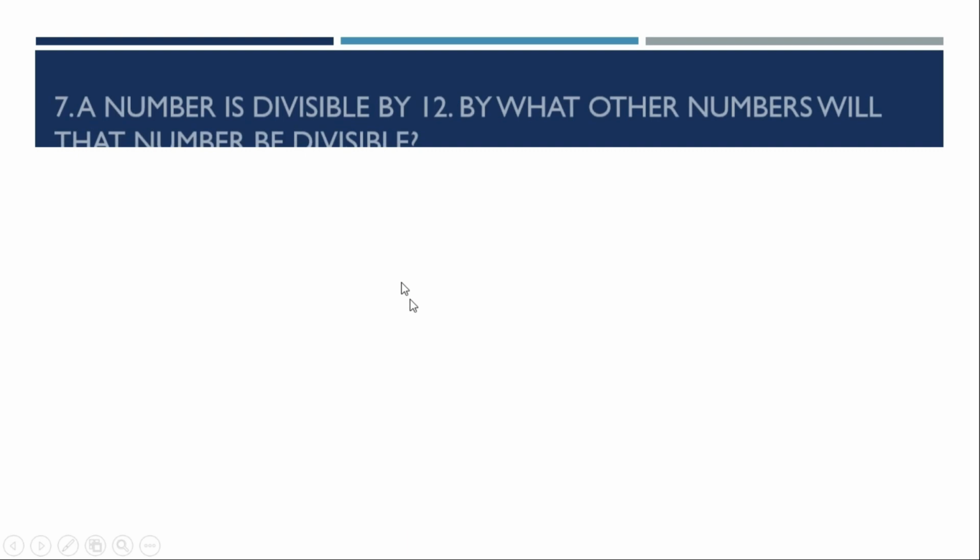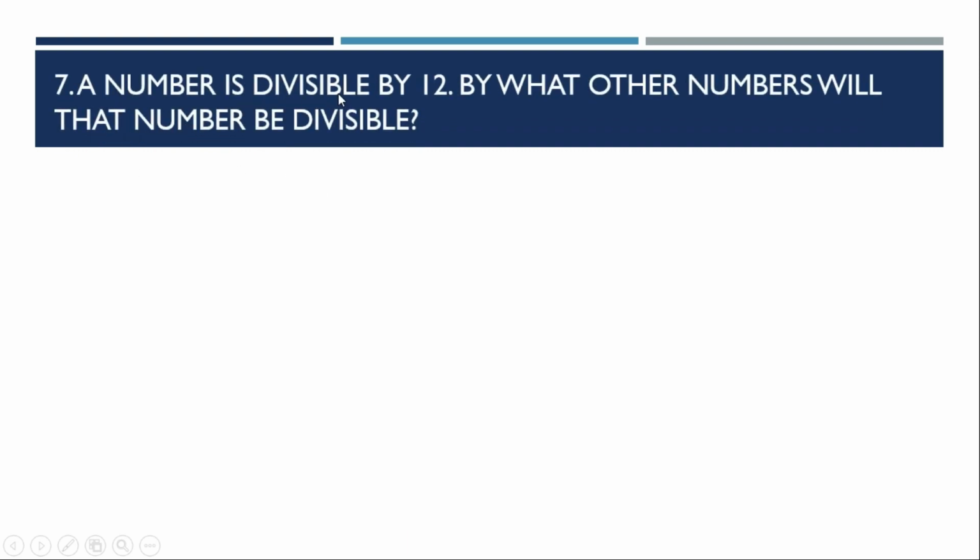A number is divisible by 12. By what other numbers will that number be divisible? A number is going to be divisible by 12. So 12 is the exact divisor of the given number. What is the question? By what other numbers will that number be divisible? How to find this? You know what are the factors of 12, right?